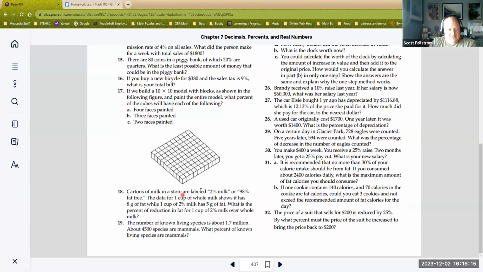Let's see here. Cartons are labeled 2% milk or 98% fat free. The data for 1 cup of whole milk shows this. 1 cup of 2% has this much. What is the percent of reduction in fat? Oh, okay. So it went from 8 grams down to 5 grams. What is that percent reduction? You could do it the quick way or you can do it the longer way. Doesn't matter to me. Your choice.